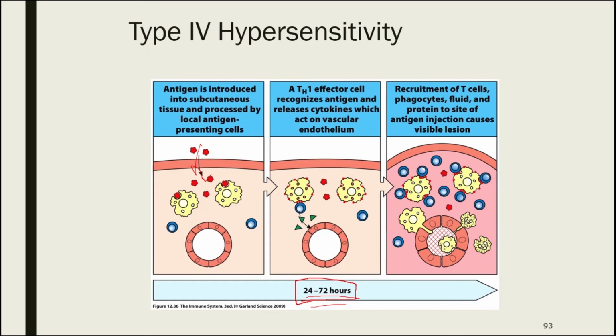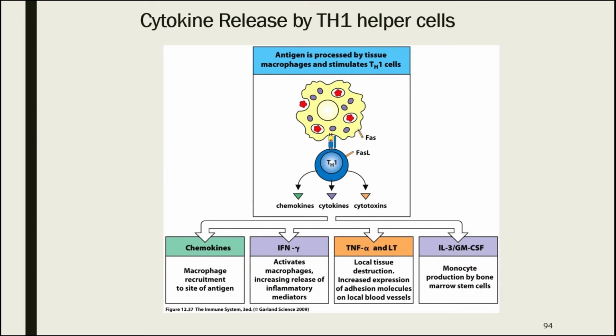In this case, it is presented to a Th1 effector cell. The Th1 effector cell recognizes the antigen and starts releasing cytokines. All these cytokines act on the vasculature endothelium, leading to more recruitment of macrophages, and further down leading to swelling and basically an injection site reaction. This is a little bit of a recap, I feel like.